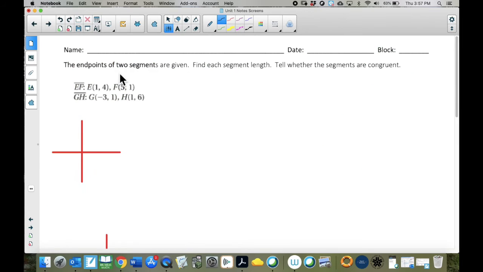Okay, so here they are. Now like I said, they don't give us a graph, but we can always draw a graph if we want to. So I'm going to go ahead and draw that graph to kind of get us started off. Even though they don't have a graph for us, we can draw one and that'll make our lives easier. So I have point E at 1, 4 and F at 5, 1. I'm going to plot those points.